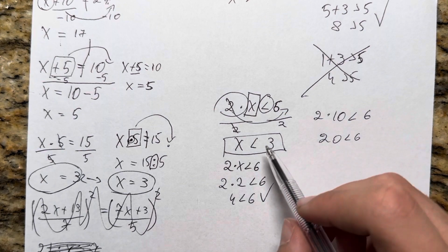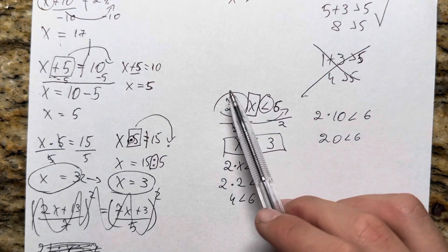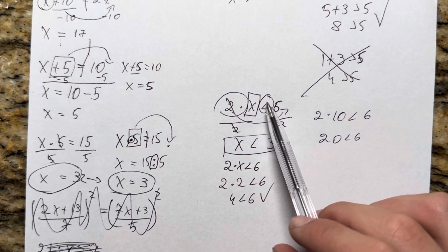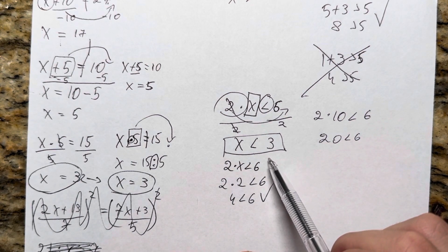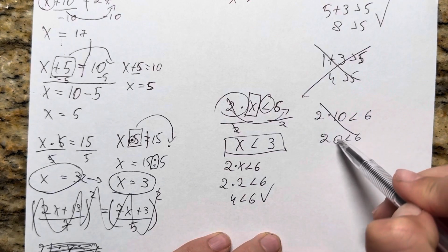So remember, if you want this inequality to be correct and work out, you have to follow the rule for the inequality. Because if you don't, you'll get an incorrect inequality.